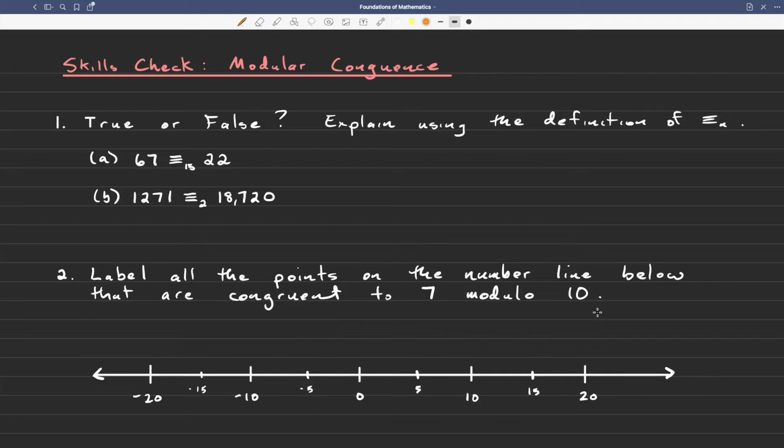Okay, this would be a good place to stop for a second and do a skills check. This will be a pretty quick one. Take a few minutes and work on these, pause the video, and when you come back, we'll work on these together.